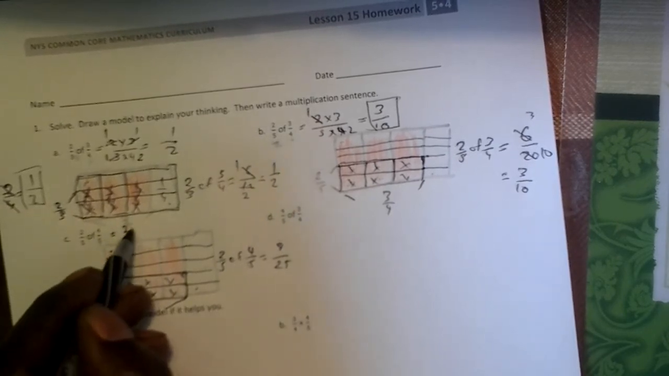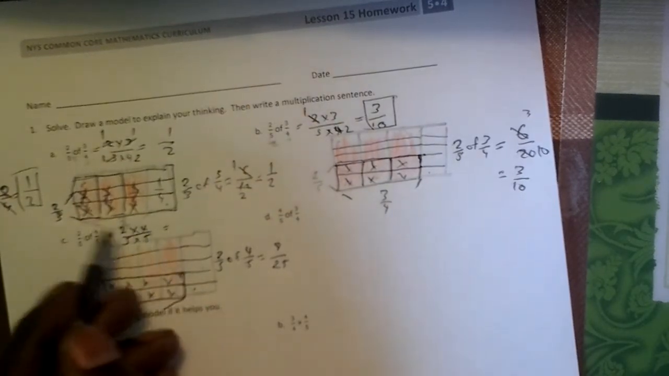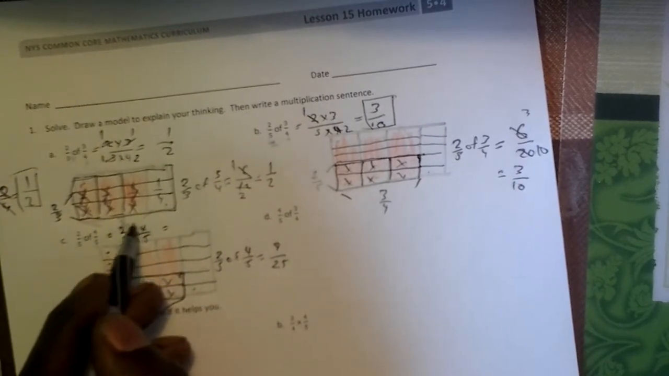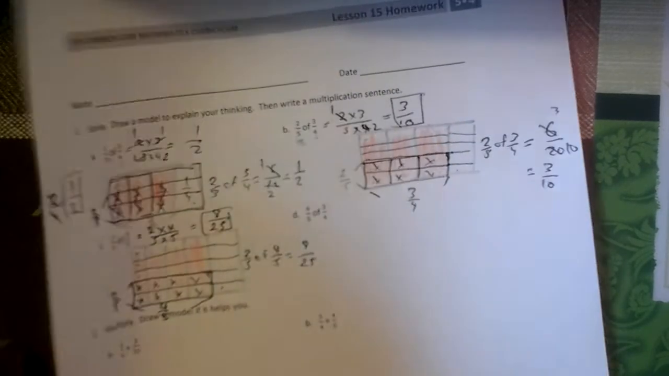Okay? So let's do our math over here, our sentence. So we have that equals 2 times 4 over 5 times 5. Can we simplify? No, we can't. So we just multiply it out. So 2 times 4 equals 8. 5 times 5 equals 25. Okay, so that's our answer.